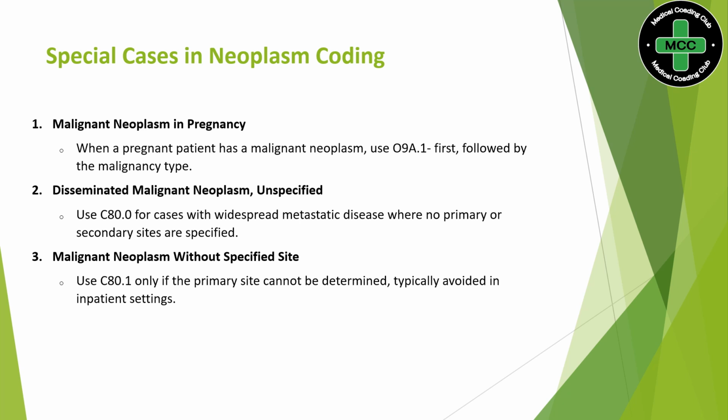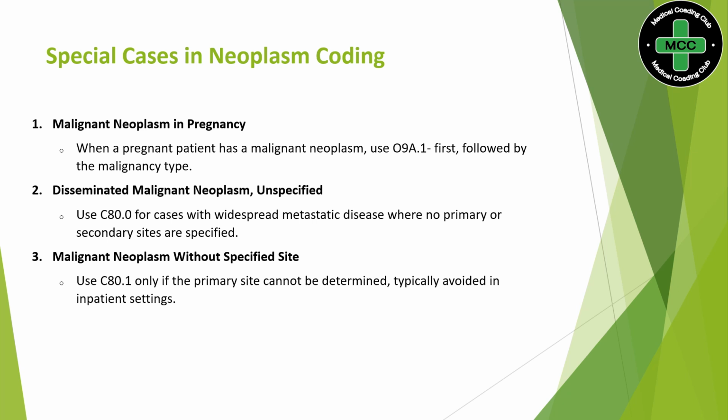Next, disseminated malignant neoplasm, unspecified. We will use C80.0 for cases with widespread metastatic disease where no primary or secondary sites are specified. So the primary site is unspecified and the secondary site is also unspecified. At that time we will use disseminated malignant neoplasm, that is C80.0.